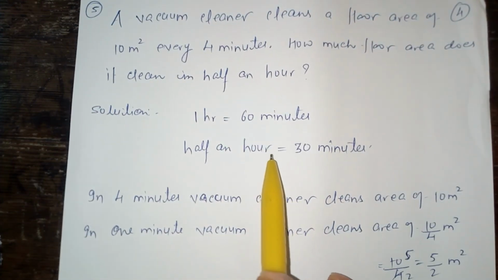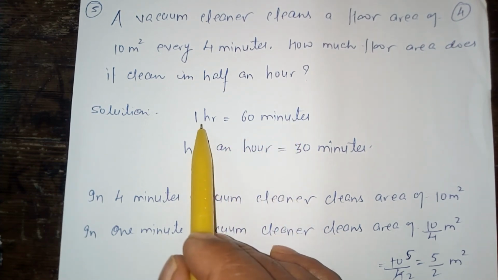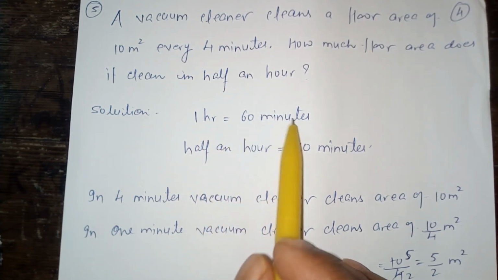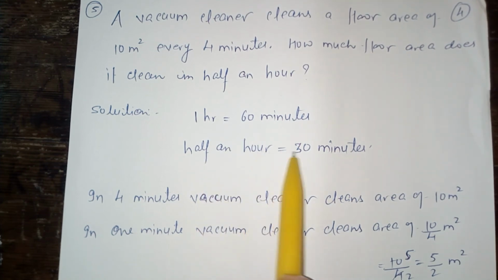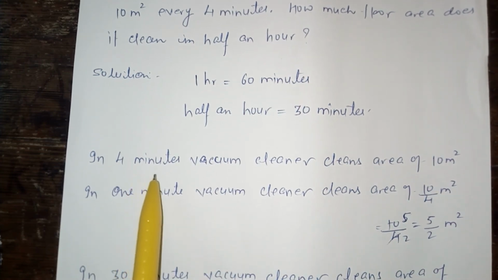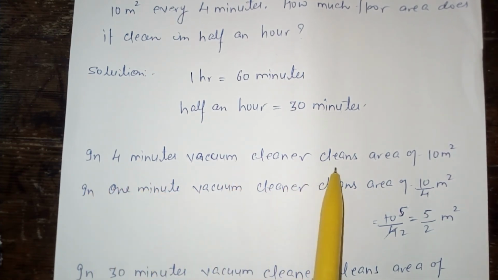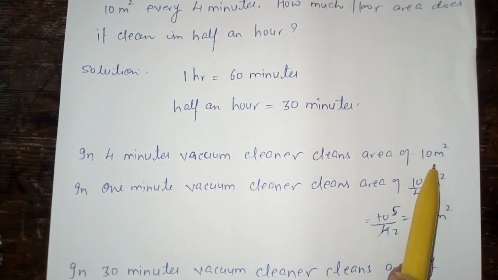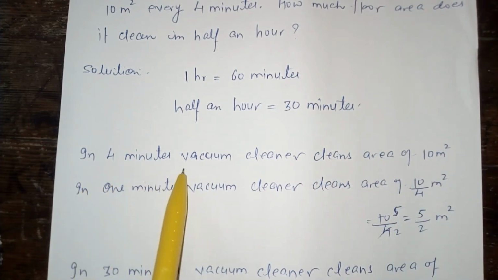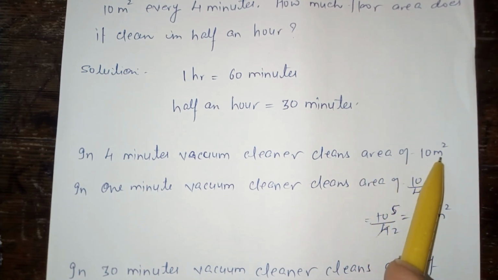My dear student, as you know very well, 1 hour is equal to 60 minutes. So half an hour is equal to 30 minutes. Now we will apply the solution. In 4 minutes, the vacuum cleaner cleans an area of 10 square meter.